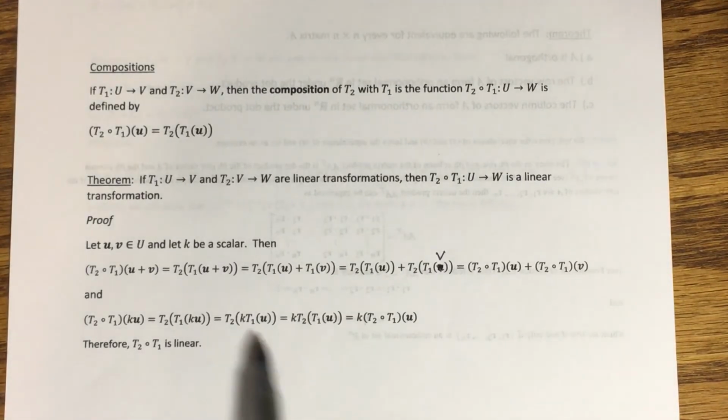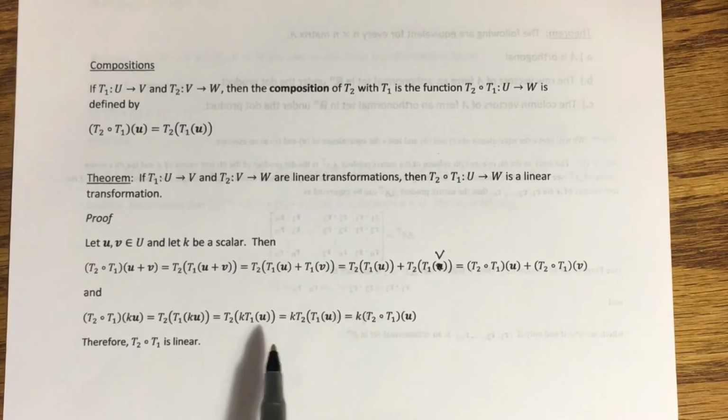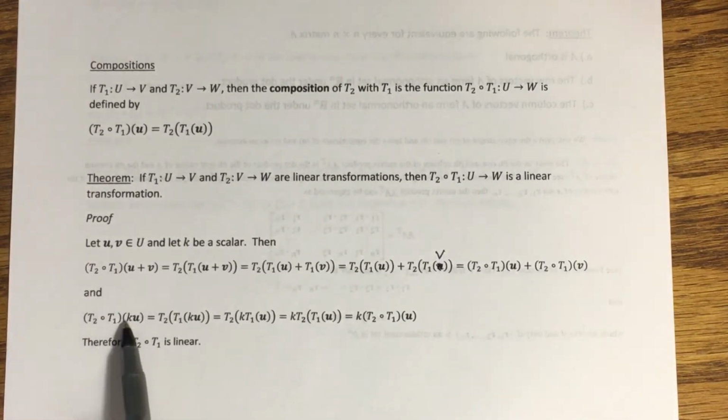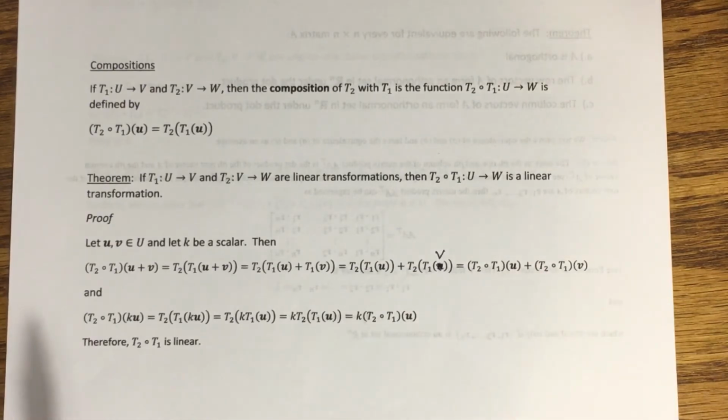Homogeneity is very similar. It's nothing complicated to prove, very straightforward, so I'll skip a detailed explanation of that. But we have from these two properties here that T2 of T1 is linear. It's a linear transformation. Okay?